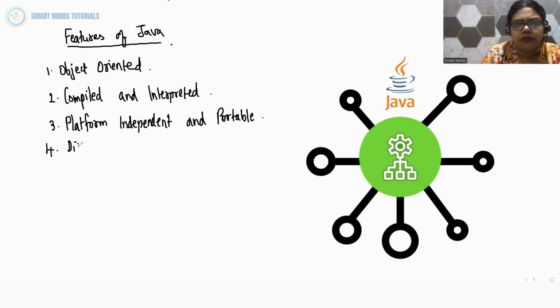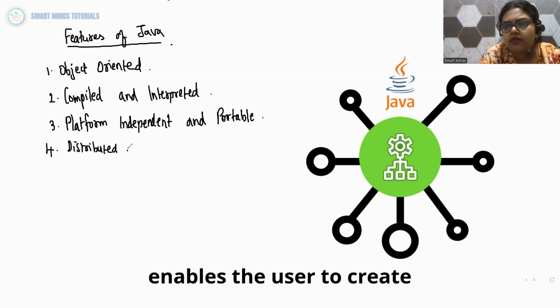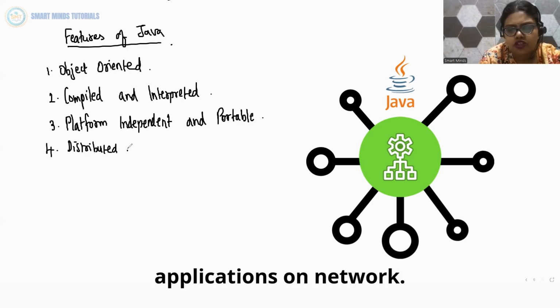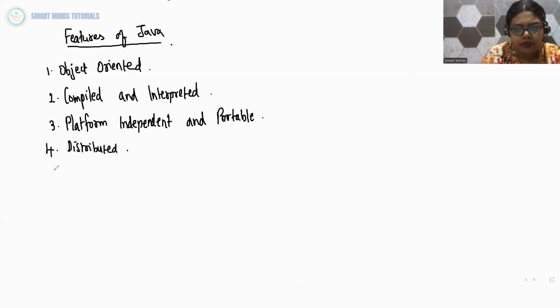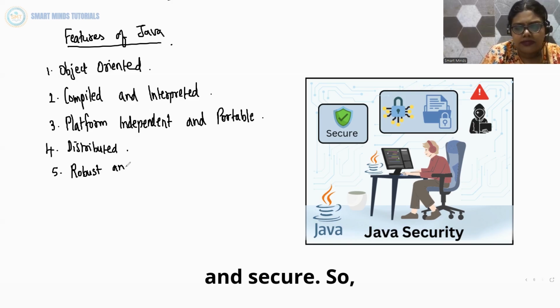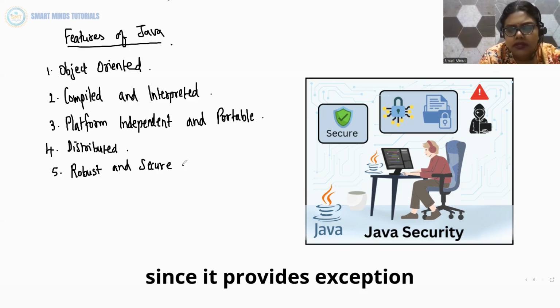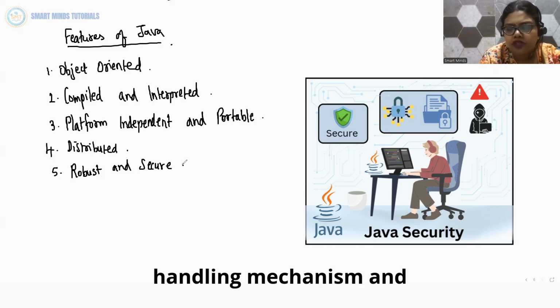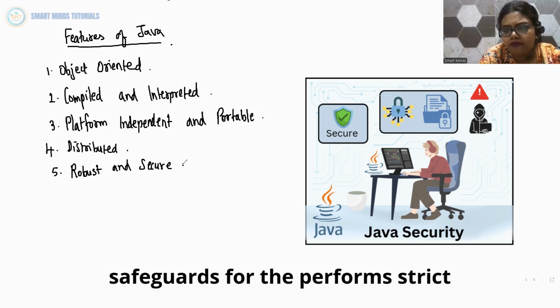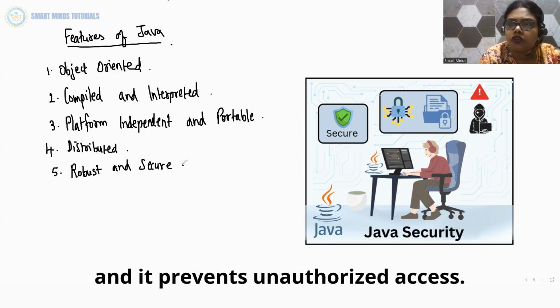Number four is distributed. Java is said to be distributed since it enables the user to create applications on network. Number five is it is robust and secure. Java is said to be robust and secure since it provides exception handling mechanism and safeguards, performs strict compile time and runtime checks, and it prevents unauthorized access.